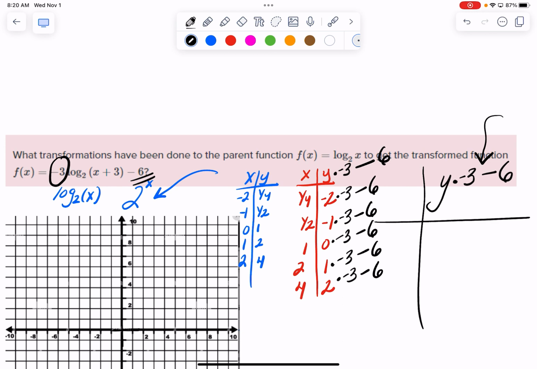All right, then let's do our x's, and then we can just start calculating. Isn't it left 3? Yeah. So we're going to say x minus 3. So we'll take our x's and minus 3 from each of them.